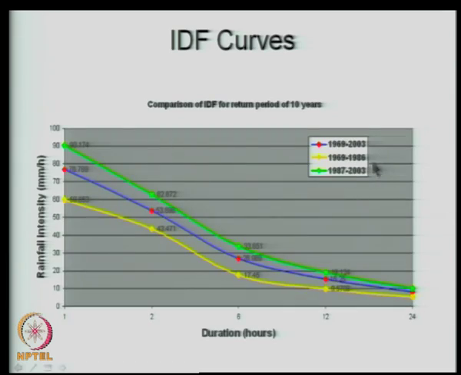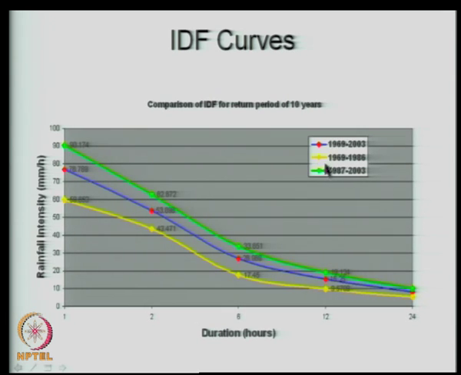If we look at how the Bangalore IDF relationship has changed over the last few years, I will just show you based on the observed data. We had the data from 1969 to 2003. Let us say we split this into 2 parts: one is 1969 to 1986 and another is 1987 to 2003. Remember, both of these do not have sufficient data, both series do not have at least 20 years of data. However, let us see how it looks.